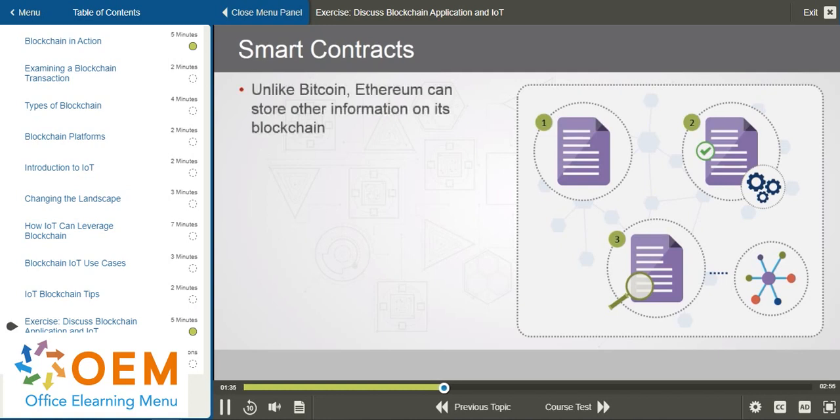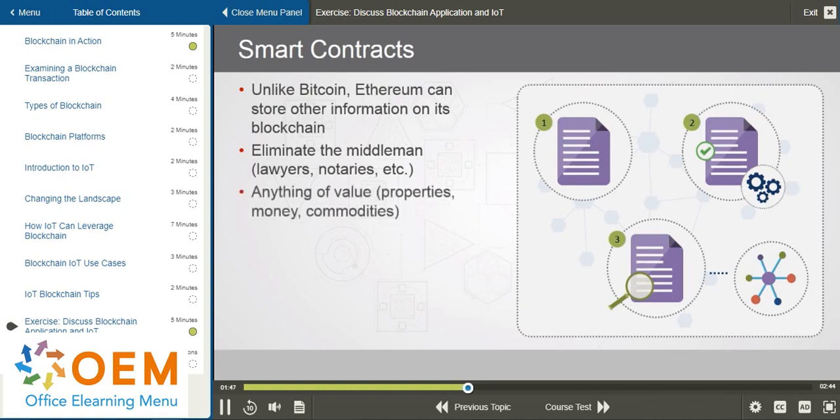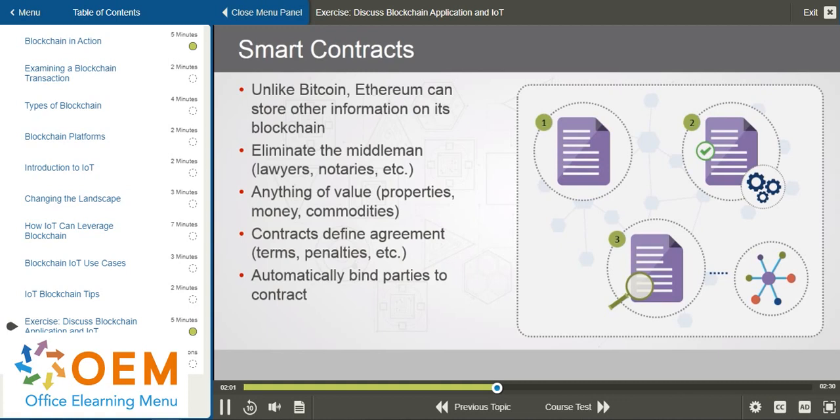Well, unlike Bitcoin, Ethereum can store other information on its blockchain. So the smart contracts are used in part to eliminate the middleman, things like lawyers and notaries. And it can store anything of value, so properties, money, commodities, equities, you name it. And the contracts themselves define the agreement, so the terms and the penalties are actually baked right into the smart contract that's on the blockchain. And it automatically binds parties to the contract, and transactions with smart contracts on the blockchain are instantaneous.